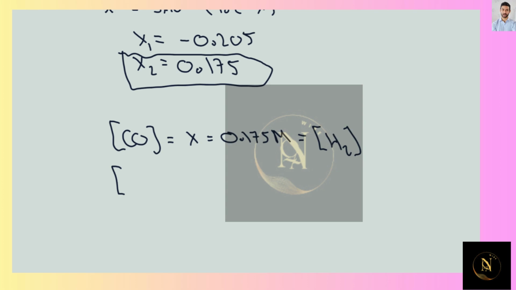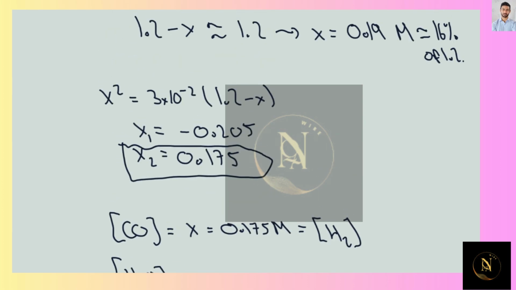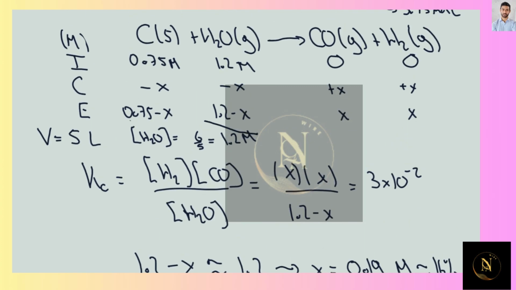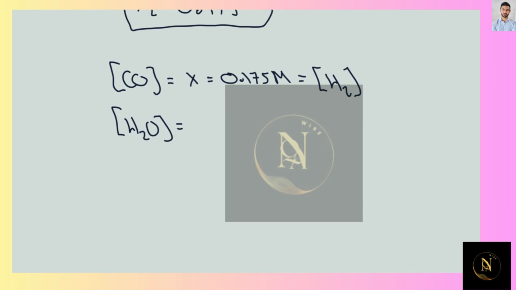After that, the concentration of water in molarity would be equal to, according to our ice table, 1.2 minus x, as you can see here. 1.2 minus x, which is equal to 1.025 molar. And this would be the composition of the gas.